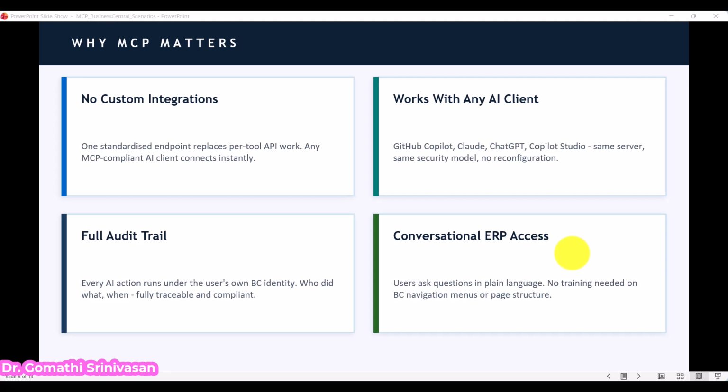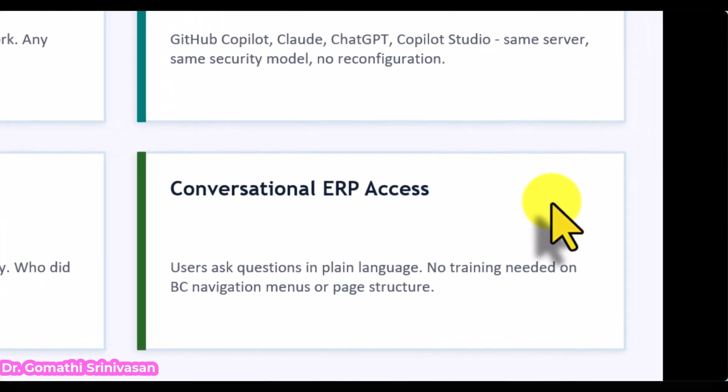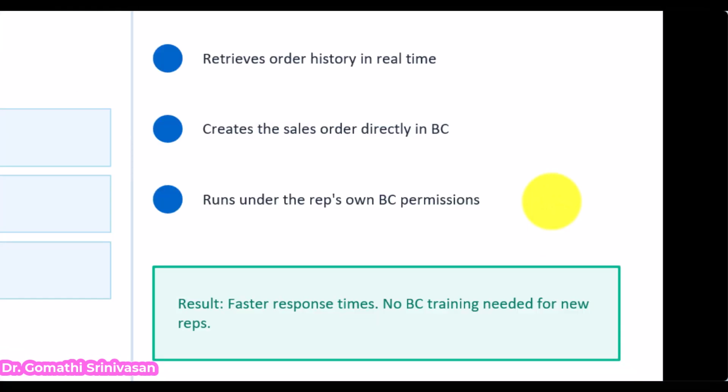And finally, conversational ERP access. Your users no longer need to know where things are inside Business Central. They just ask. This dramatically reduces the learning curve for new team members and speeds up day-to-day tasks for everyone. So these are the four important reasons why MCP matters.